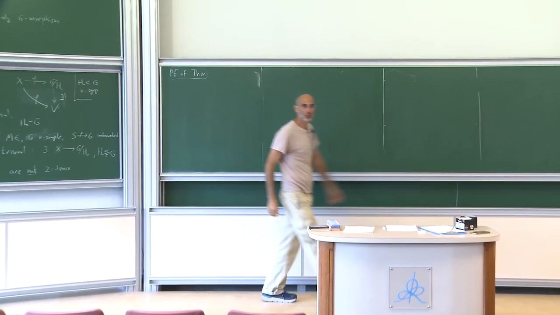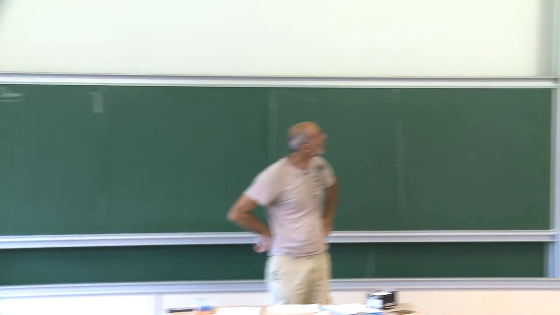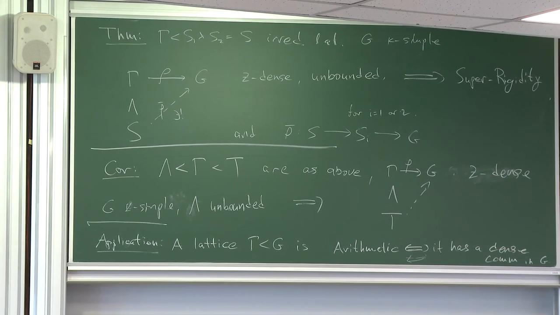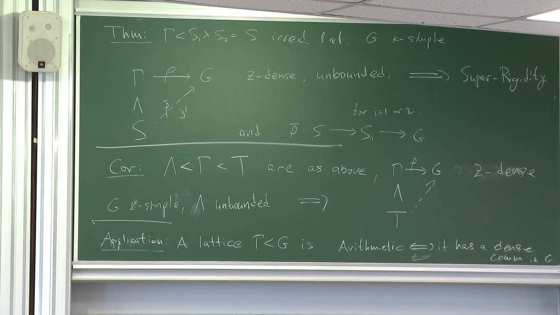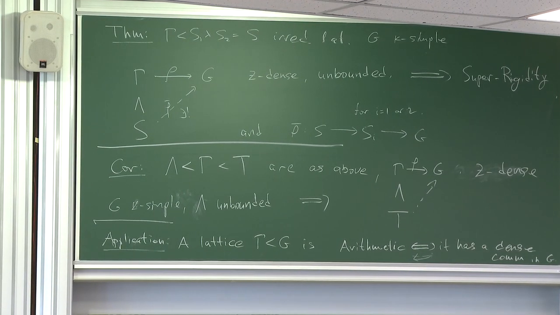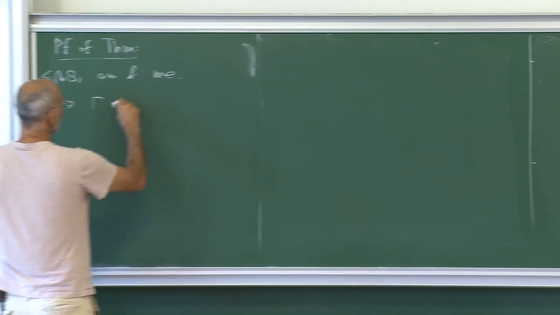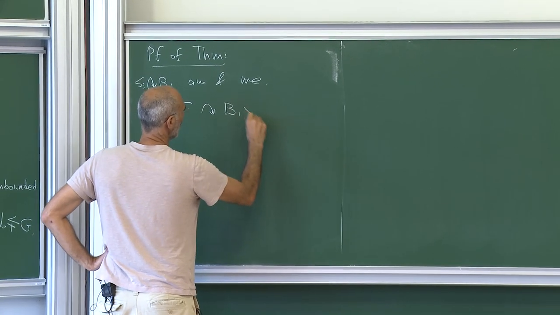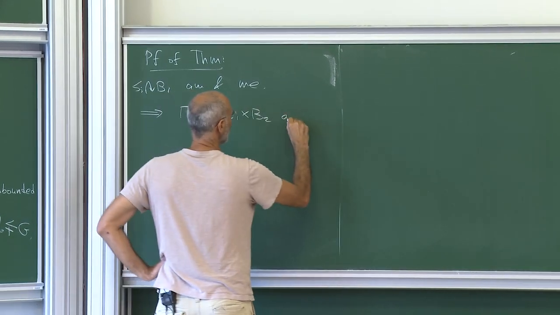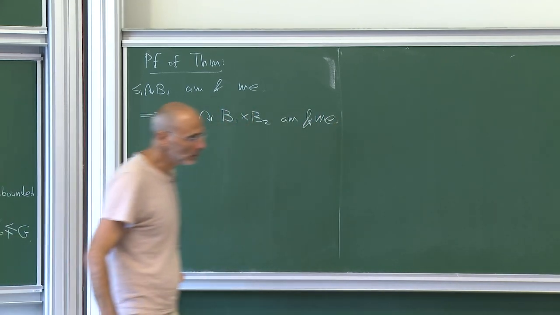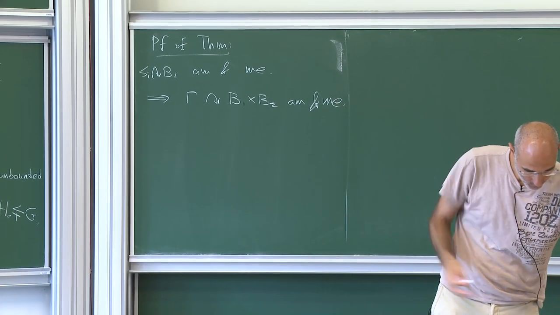So our task now is to prove the theorem on the right upper corner. We are under the assumption there, and we found B1 amenable and ME actions. And we found then that the action of gamma on the product is amenable and metrically ergodic. And we know what to do with such a thing.